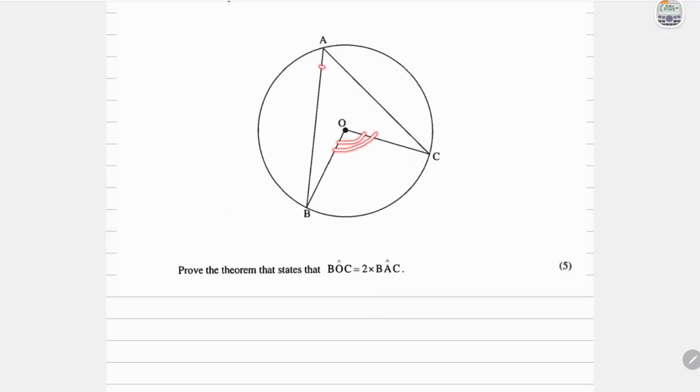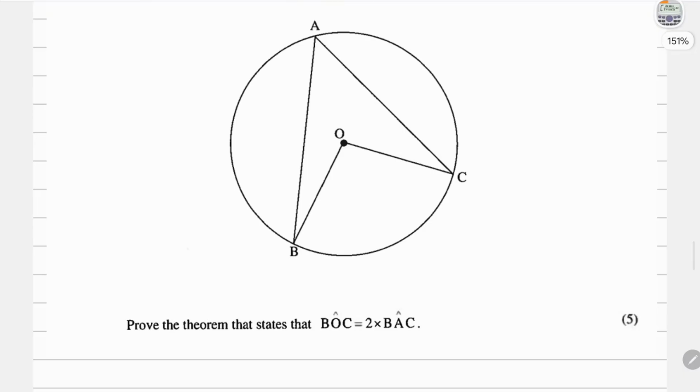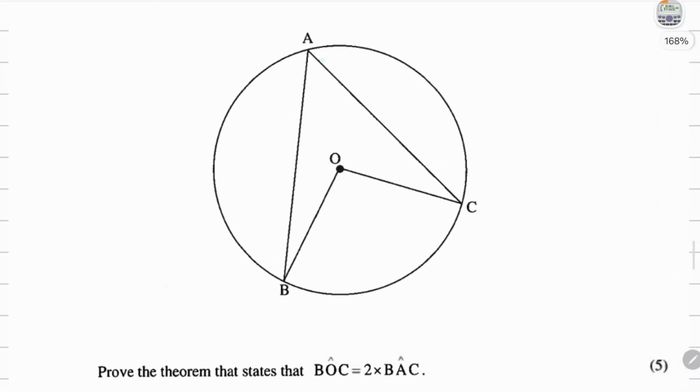size of angle BAC. Okay, so to prove this theorem, the first thing we'll do is draw a line dividing this shape into two triangles. So we're going to draw a line from A to O and extend it. You can extend it to the end, that's also fine. So you can just see it as drawing a diameter.